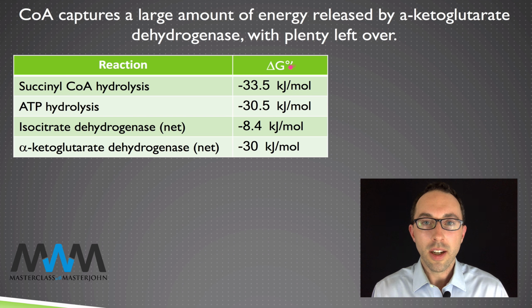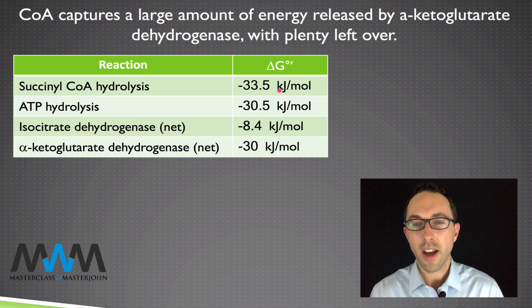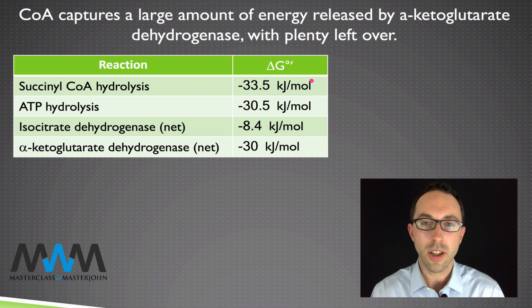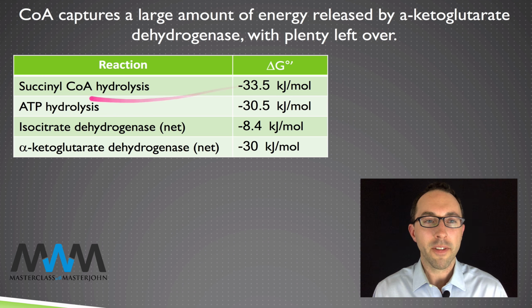The delta G naught prime of the various reactions is shown on the screen here. If we look at the delta G of succinyl CoA hydrolysis, it's negative 33.5 kilojoules per mole. Kilojoules a unit of energy. Again, molar is a unit referring to the number of molecules. So negative 33.5 is the energy contained in the thioester bond between succinyl group and coenzyme A.